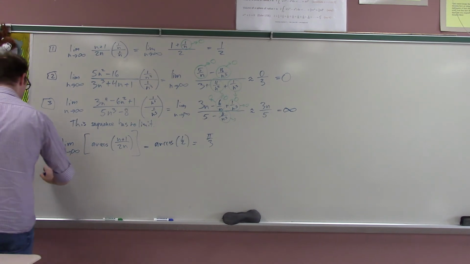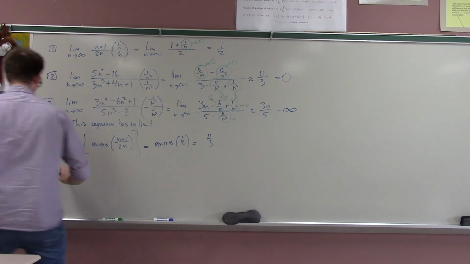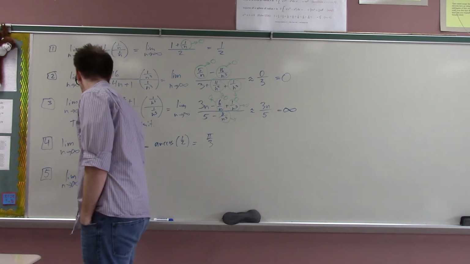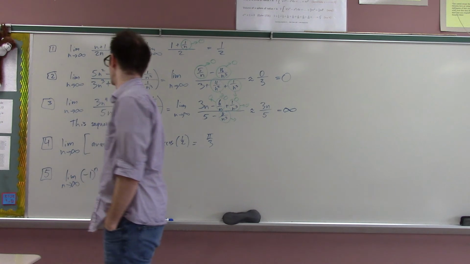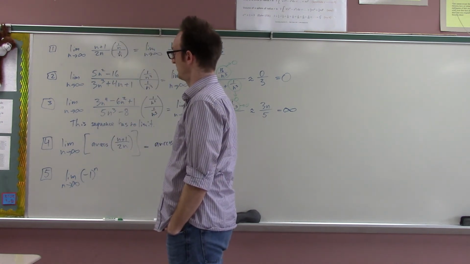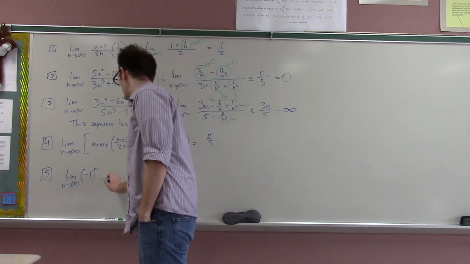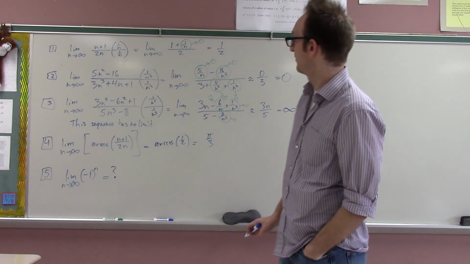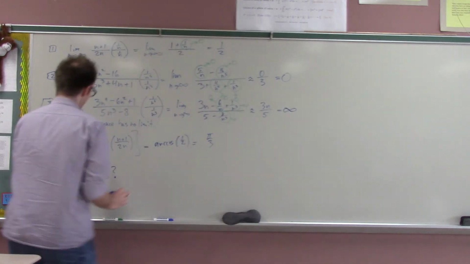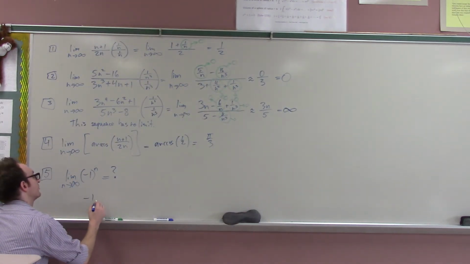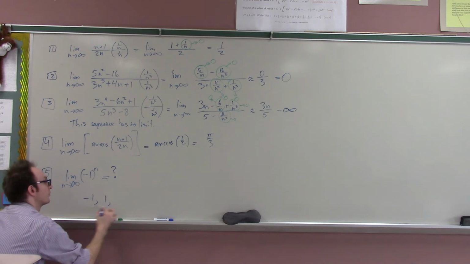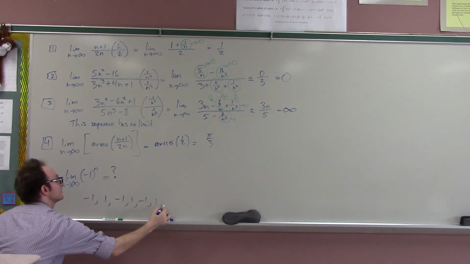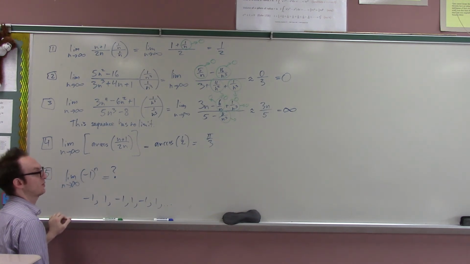Okay, last one. What if I tell you this is the limit as n goes to infinity of (-1) to the n, or something like that? Well, this is a very weird one. I'm not sure what this is. So let's just take a look at this sequence. What kind of a sequence is this? Well, when n is 1, this sequence is -1. When n is 2, the sequence is 1. When n is 3, the sequence is just -1 again. So this is just a sequence which alternates back and forth between -1 and 1.